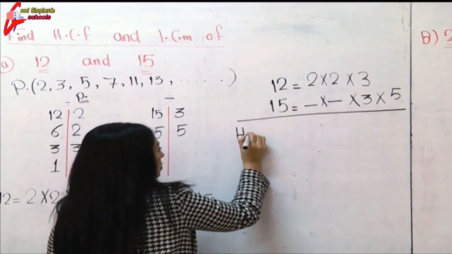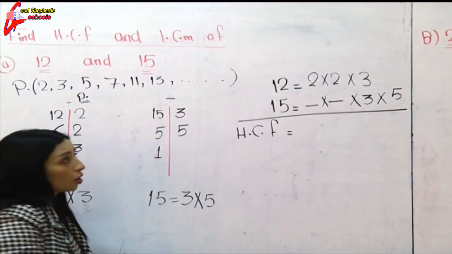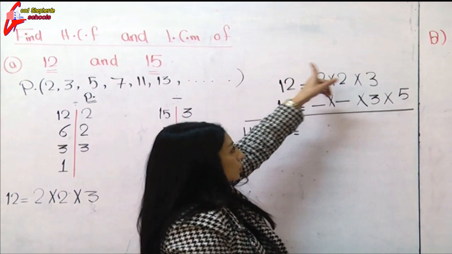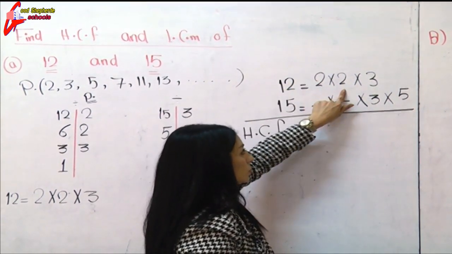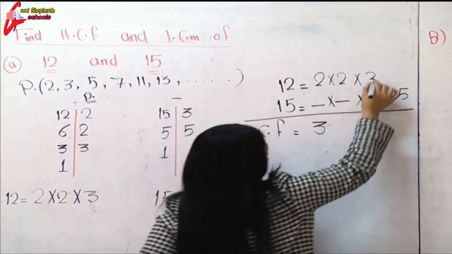HCF. How to find the highest common factor of two numbers? Collect all numbers that are repeated up and down. Here 2 is not repeated, and 2 here is not repeated. 3 is repeated. Take 3 only.